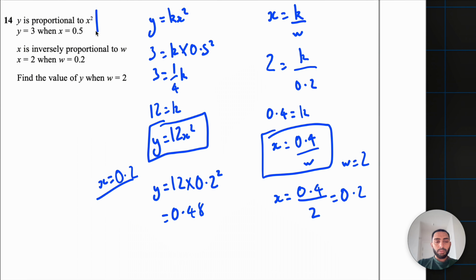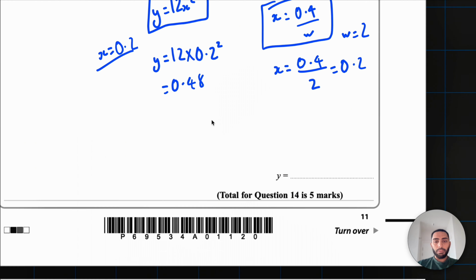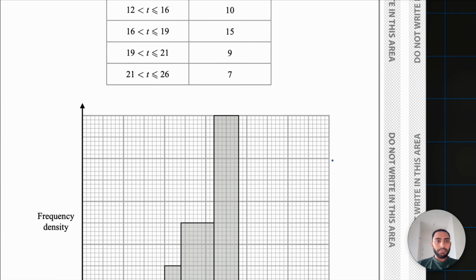So whenever you do these, do one bit at a time. Do that bit, and then that bit. That answer is 0.48.